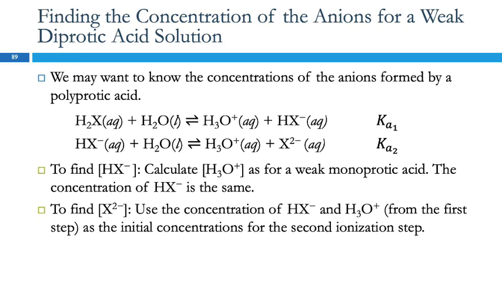Okay, so the second ionization is not going to affect the pH for most diprotic acids. But sometimes we need to know what the concentrations of the anions are. And in order to do that, we do have to consider that second ionization. So how does this work?